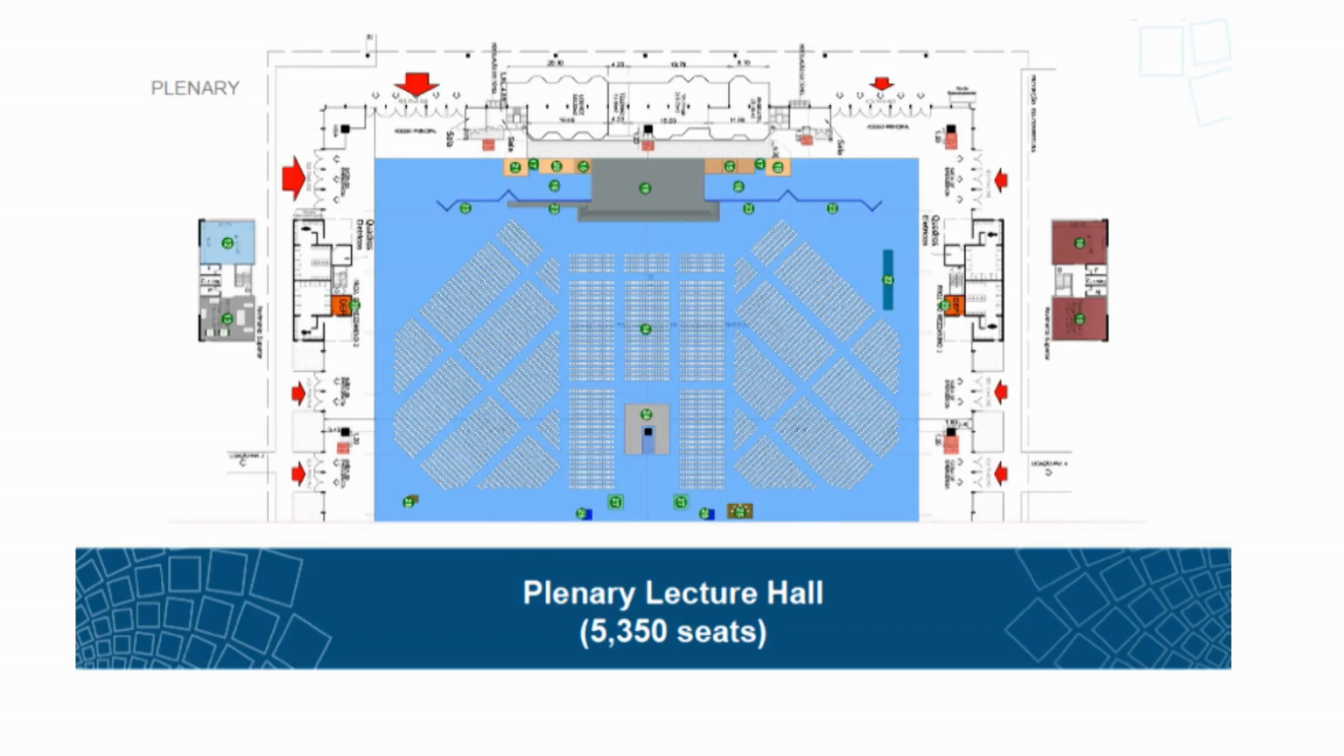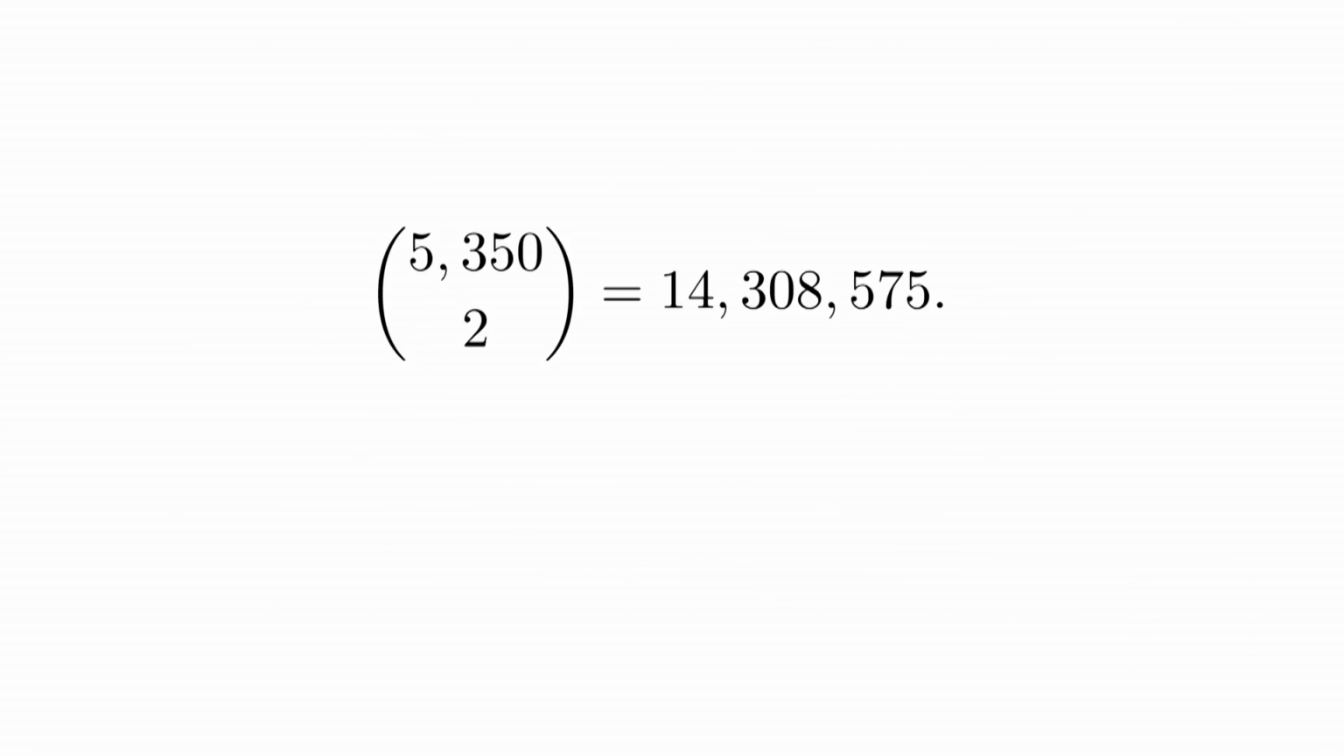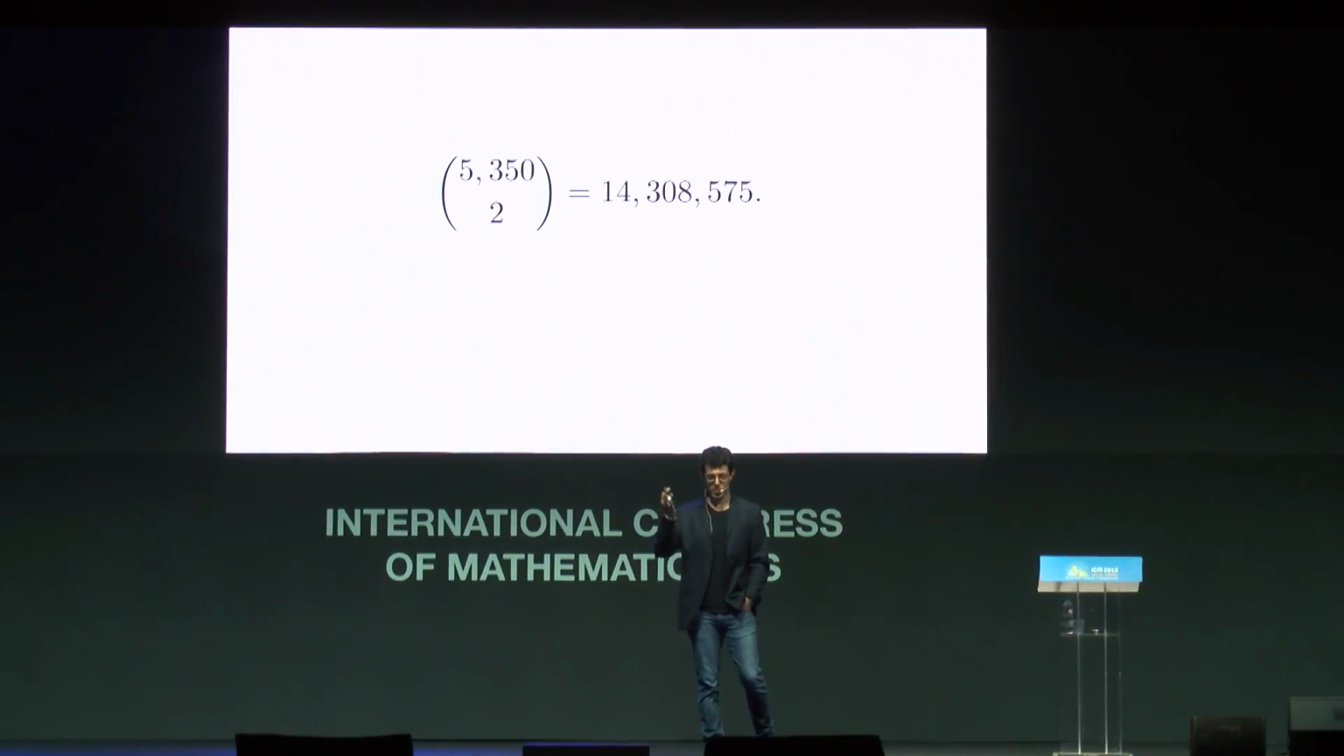But I did get an email from the organizers with a schematic description of the lecture hall. It says that it has 5,350 seats. So let's just take the average distance between the seats. Not all the seats are taken, but let's take this number and compute. We see that the number of distances I'm computing is roughly 14 million. So if I want to know the average of the distances between the seats in the lecture hall, I take the average of 14 million numbers.